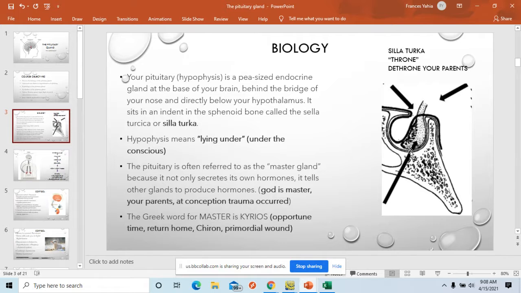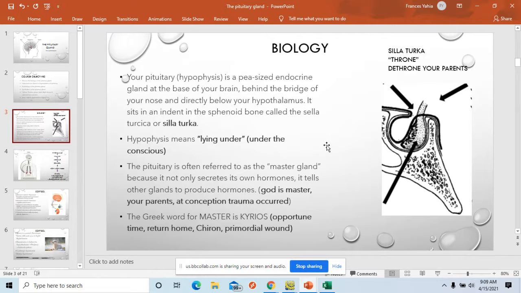That's actually where I get this idea of dethroning your parents. It's like a throne. Obviously, there's a symbology to the throne, the kingdom, as I've shared before, but actually the biology of it, the anatomical structure, also dictates that it's a throne, and that in order to reach higher consciousness and to come full circle in life, we have to dethrone our parents. Hypophysis is a word that means lying under. So it's under the conscious mind, and I will link that to the subconscious today.